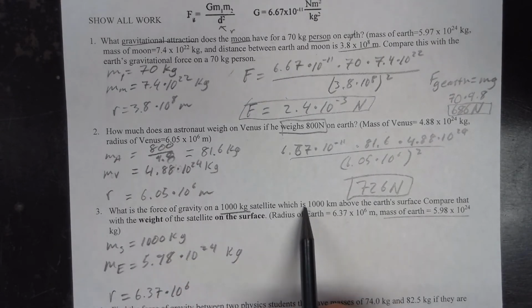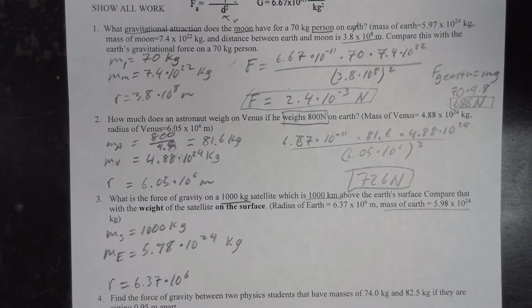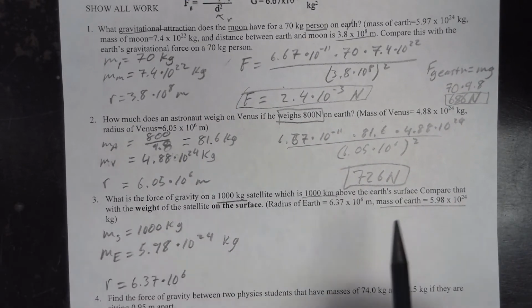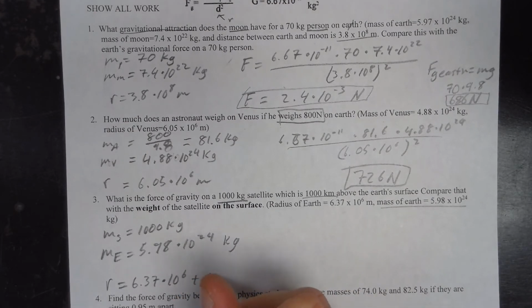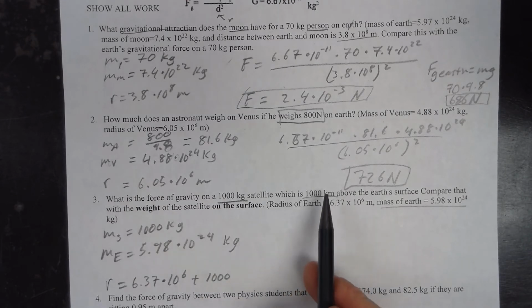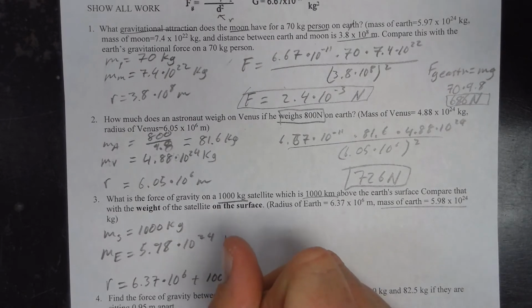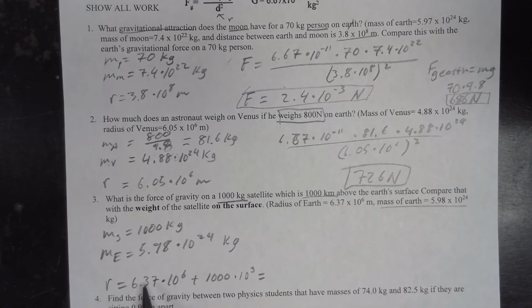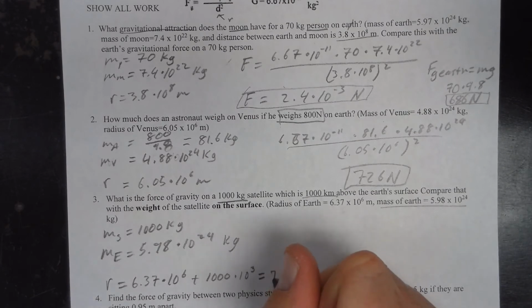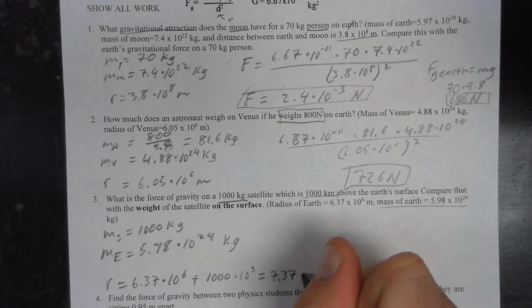But the satellite is 1,000 kilometers above the surface of the Earth. So the surface of the Earth is this far from the center of the Earth, and we need to add these two. But we can't add just a simple 1,000 to it because it's 1,000 kilometers. So times 10 to the third, which means this is basically a million, and this is 6.37 million. So 7.37 million.